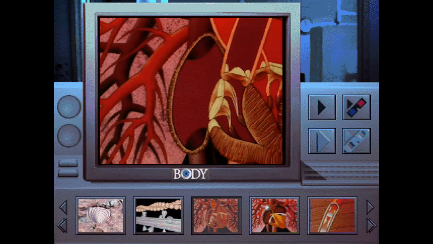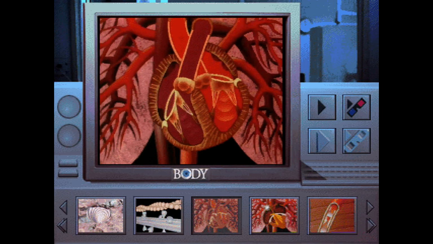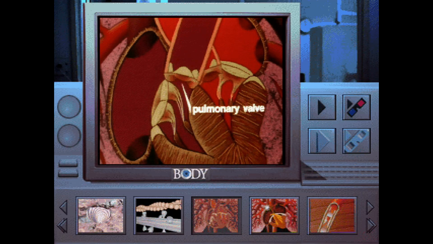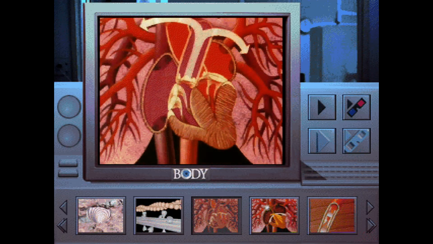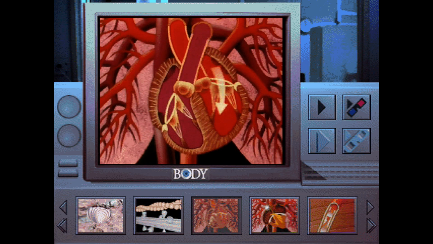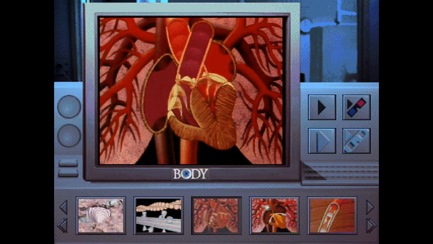Right atrium. Tricuspid valve. Right ventricle. Atrioventricular valves. Pulmonary valve. Pulmonary artery. Left atrium. Left ventricle. Aortic valve. Aorta.